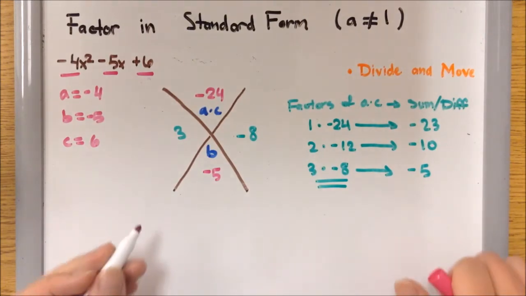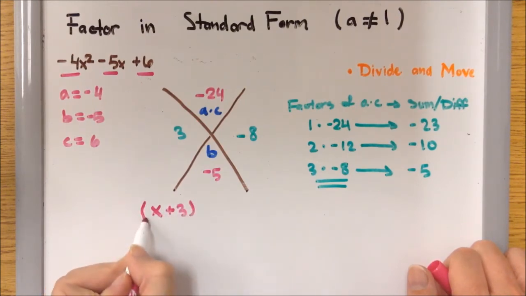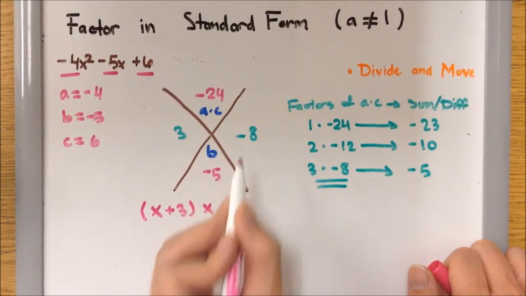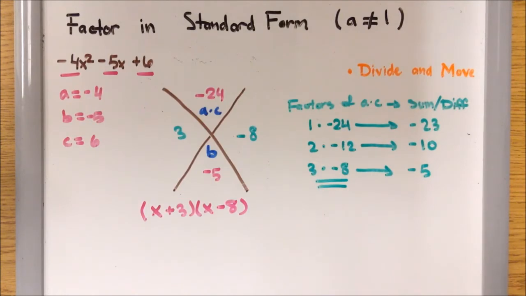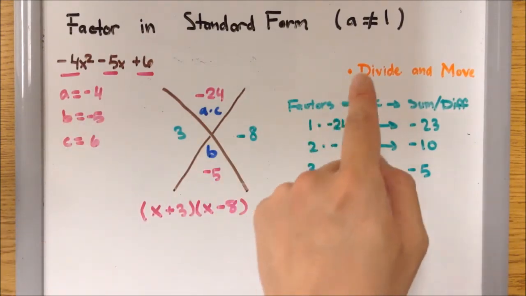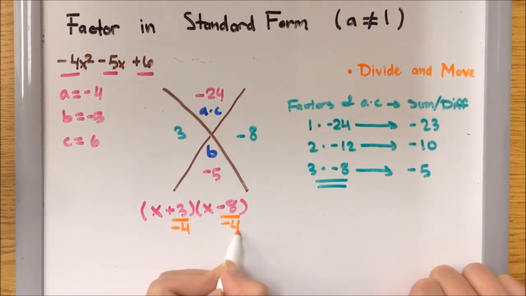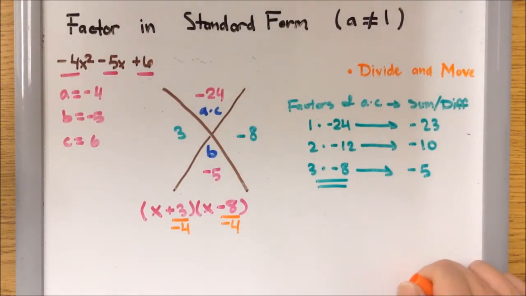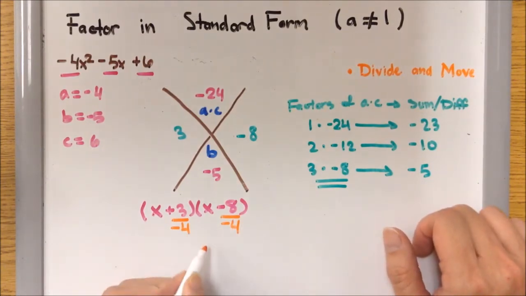So we're going to put it in factor form. So x positive 3 means plus 3. Second x negative 8 means minus 8. Alright, so after we finish factoring, and since A was not 1, we're going to do divide and move. So we're going to divide by our A value, so negative 4, divide by negative 4. Now the only one that we can divide into a whole number is this one. Negative 8 divided by negative 4. This will become x plus 2.